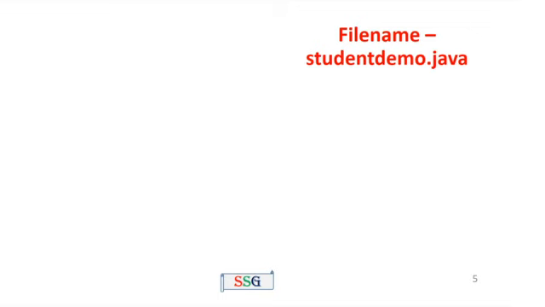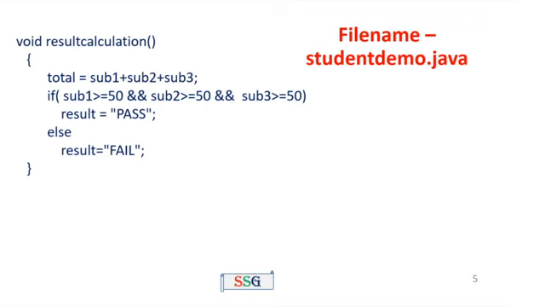The next method is the result calculation method. Result calculation method performs two tasks. One is to find the total, then we have to check whether the student is pass or fail. Here the total equals subject 1 plus subject 2 plus subject 3. Then if subject 1 greater than or equal to 50, logical AND operator, subject 2 greater than or equal to 50, logical AND operator, subject 3 greater than or equal to 50.